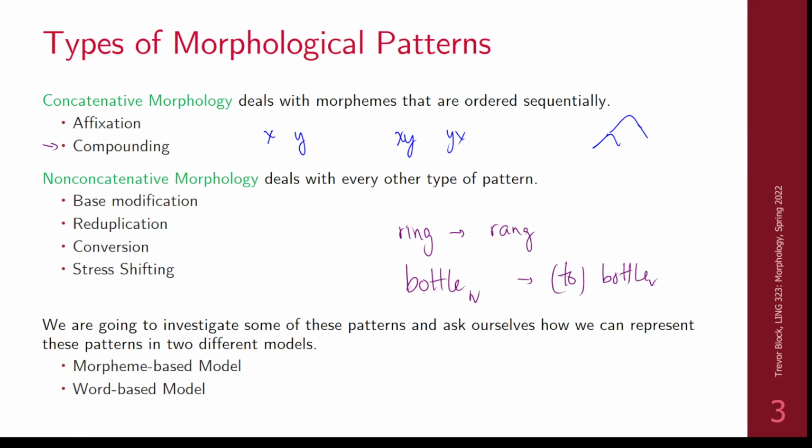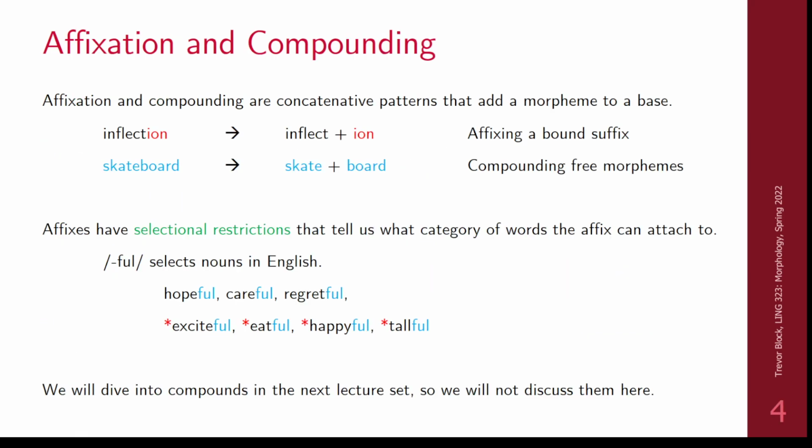And we'll talk about two different models for this. So the morpheme-based model for concatenative morphology, and the word-based model for non-concatenative morphology and concatenative morphology. So affixation and compounding, we've seen this stuff last week, so I won't talk too much about it.